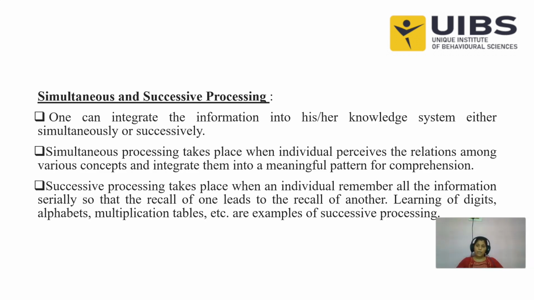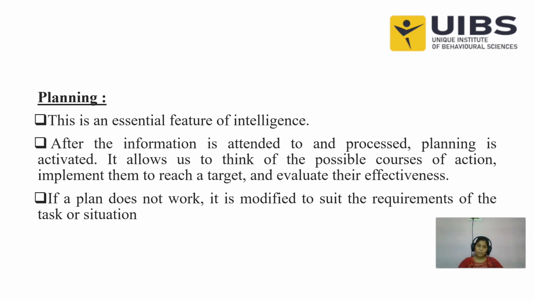There's another way we process information, that is successive processing. Successive processing means when we remember information in order, so that if we can remember one piece of information, that may help me to remember another. Like in learning digits or the alphabet, if I remember one letter, that may help me to remember the next letter. So this is called successive processing.